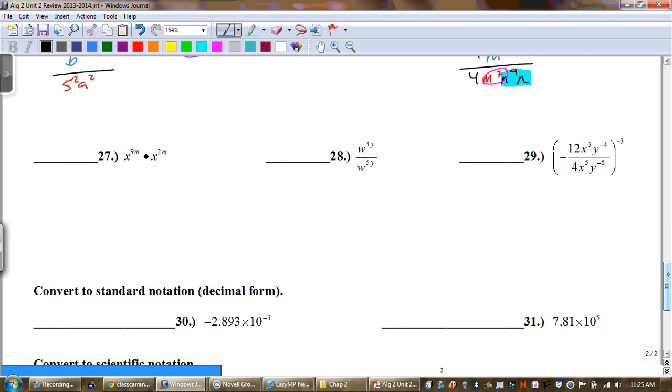All right, guys, only a couple more, so bear with me. Okay, we've got the same base, so then we just add the exponents. 9m and 2m gives me 11m. 28, who wins, the top or the bottom? The bottom, and the bottom wins by 2. So everything on the top cancels out, and we're left with w, and then 2y is our exponent.